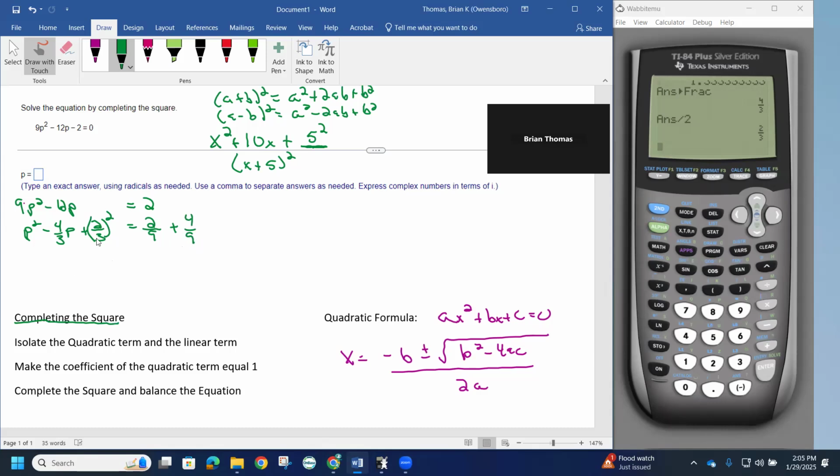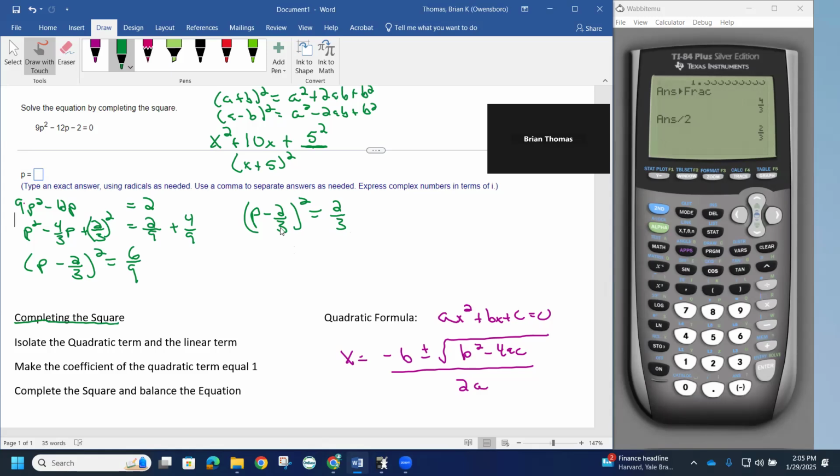The next thing is this is now factorable. It's going to be this a minus b piece. So we have p minus 2/3 squared. And then we just have to add 2/9 plus 4/9, which gives us 6/9. Now, if I rewrite this, p minus 2/3 squared equals, notice that in the 6/9 I can actually divide a 3 out of the top and bottom, and that turns into 2/3.